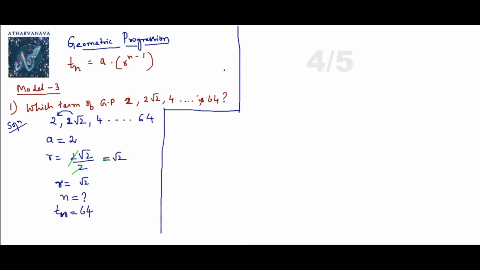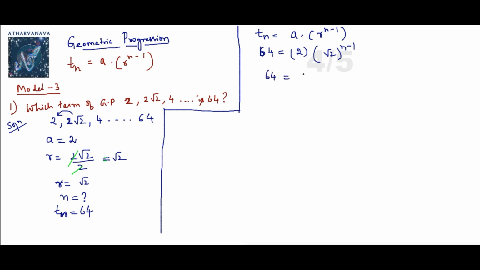You have to write the formula first. Tn is equal to a into r power n minus 1. As I told you in previous sessions also, you have to use only one formula. It's just that the models are different. Tn is already 64, so 64 is equal to, a value is 2, r is root 2, power n minus 1. We don't know n. Don't bother about root 2. How am I going to solve root 2 with some unknown power n minus 1? Don't worry about that. We will see it.